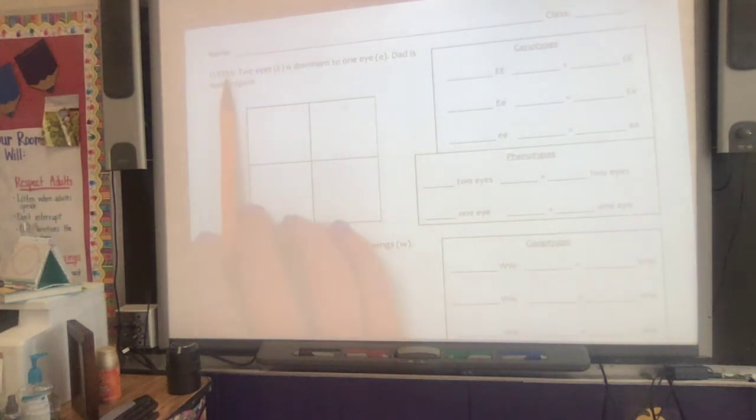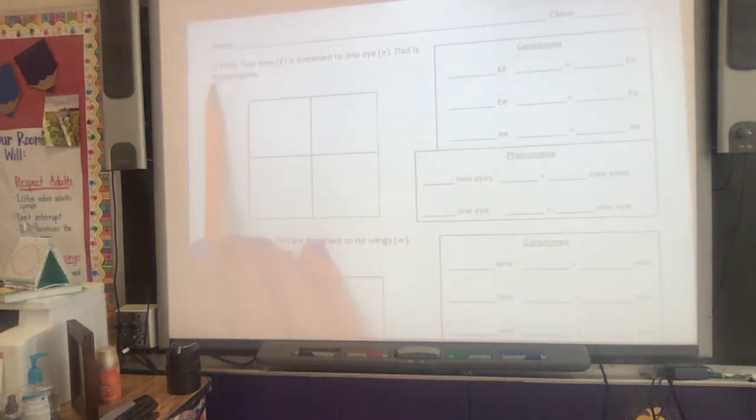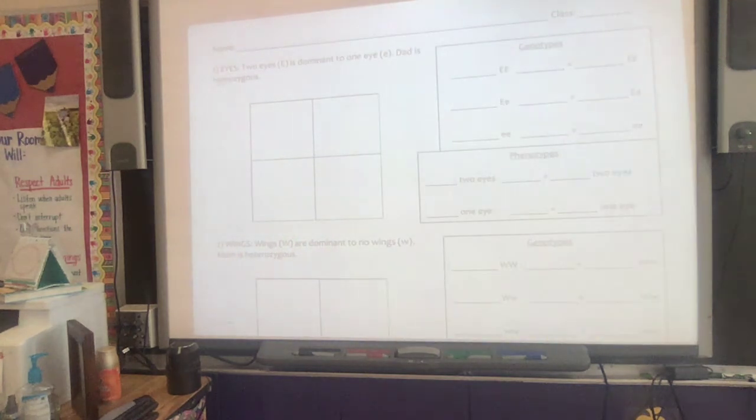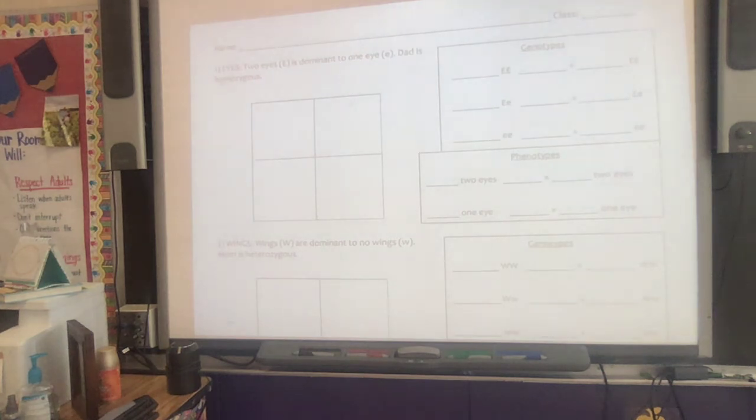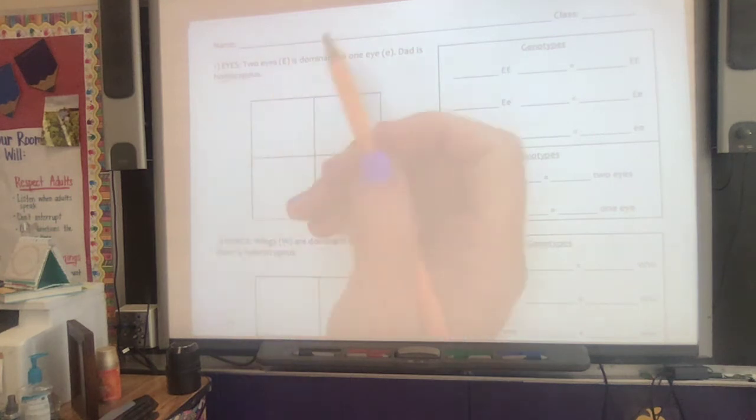So first, your eyes. Now, 2 eyes is a capital E. That's a dominant feature. 1 eye is lowercase e. And we know that dad is homozygous, okay? This part means same. So we know that dad is either 2 capital E's or 2 lowercase e's. So this is where you and somebody else might have it different. As long as you make dad homozygous, that's all that matters.